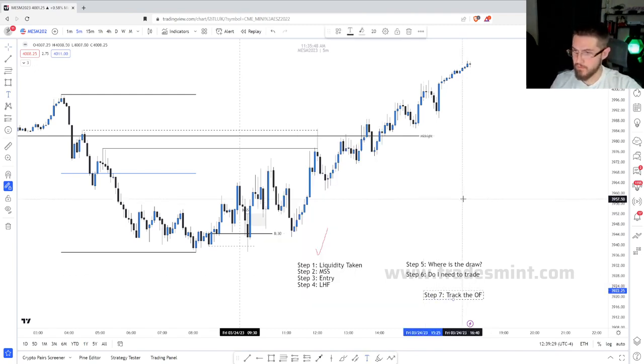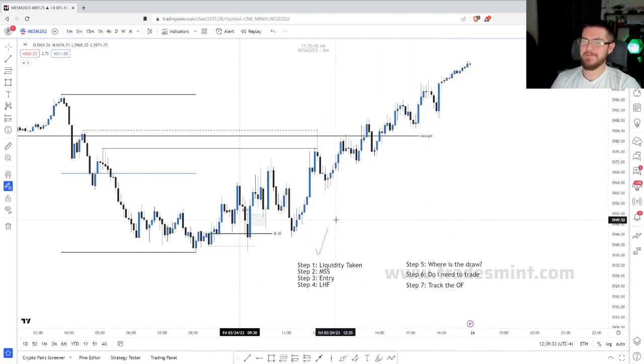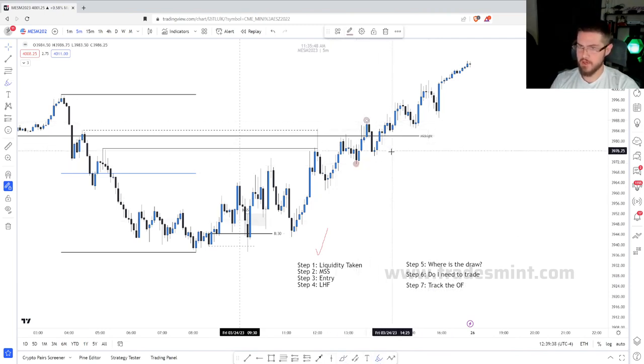So again, what is tracking the order flow? And not OnlyFans, no OF, but tracking the order flow is looking at where's the displacement, where's the structure, and where are we likely to go relative to the range. That goes along with where's the draw. But the order flow is really just fair value gaps, order blocks, and breakers within these little impulse ranges. So you got an impulse here, impulse there, impulse there.